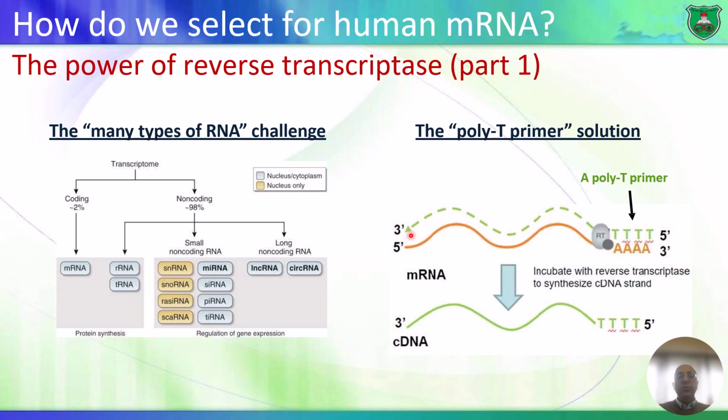And that's the solution. This is how we can selectively use messenger RNA, but not all of the other RNA molecules. This is how we use the poly-T primer for reverse transcriptase to synthesize the first DNA strand. Okay, and that's the solution.